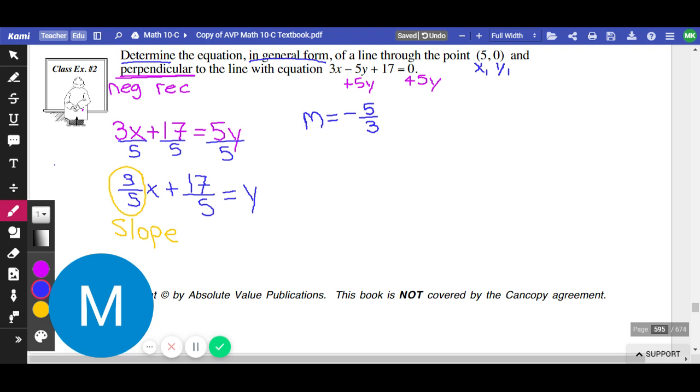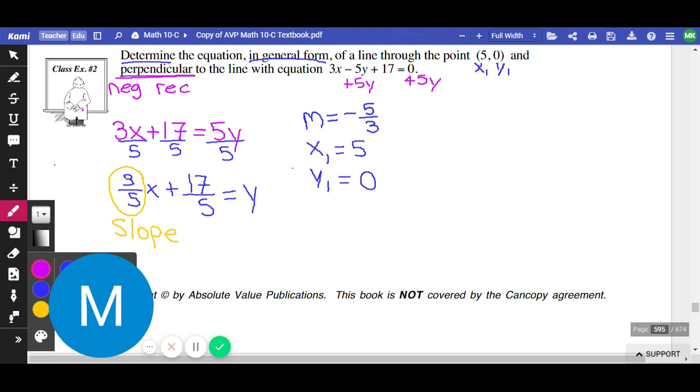Now that I have a slope and a random point, so I have x1 equals 5, y1 equals 0, I can create an equation. Which form am I going to want to use? If you have a slope and a random point, which form are you going to make? Slope point form, right? We don't have a y-intercept, so we go with slope point form. That's the same one we used just above you.